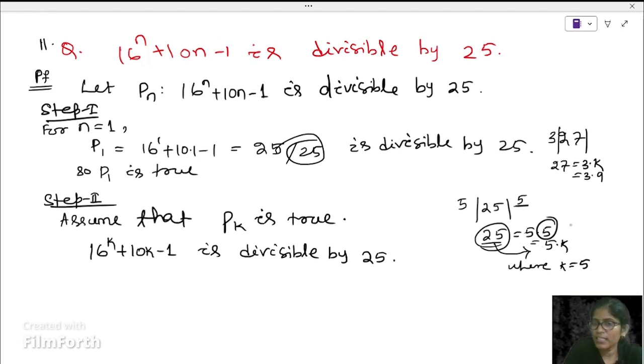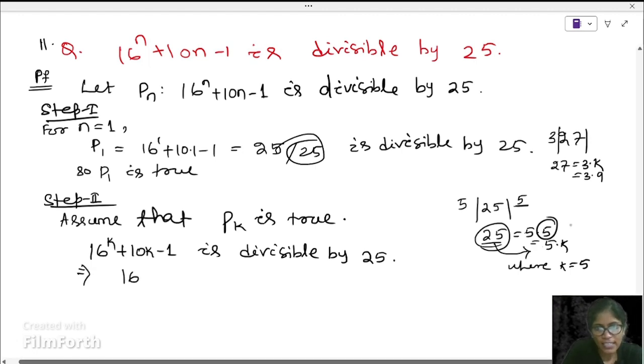Similarly, this is divisible by 25. That means we can write 16 to the power k plus 10k minus 1 is equal to 25 into some multiple m, where m belongs to Z. Z means the integer set.